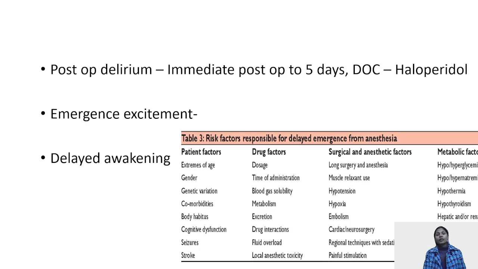For example, if we think about the patient factors, old age patients, pediatric patients, then there could be certain genetic variables. If you all remember the pseudocholinesterase enzyme, right? Then the obese patients, patients which have some cognitive dysfunctions, seizures or stroke, they all can lead to delayed awakening. Then drug factors, the dose of the drug that you have used, the time of administration. Suppose you had given vecuronium just 5 minutes before you have planned the extubation, or your inhalational agents were not stopped on time. So all this can lead to delay in awakening.